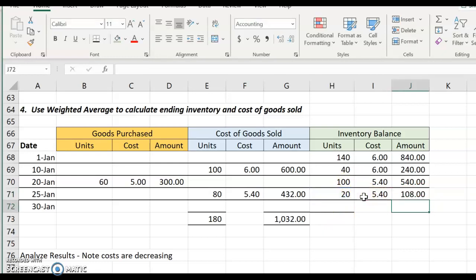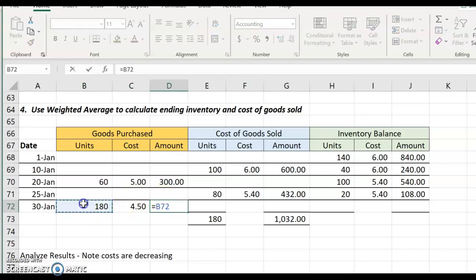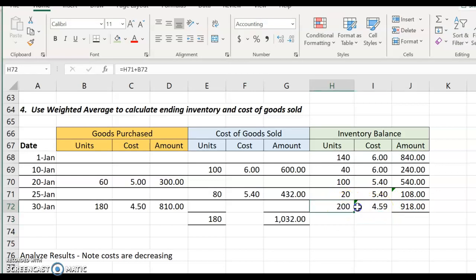And on the 30th of January, I have a purchase of 180 units at $4.50. That's $810. I'm going to add my 20 units to the latest purchase of 180. So I've got 200 units with an invested cost of $108 plus $810. That $918 divided by 200 equals my cost per unit of $4.59. That is the amount that goes on my ending balance sheet, $918. This is the amount, $1,032, that goes on my income statement as cost of goods sold.